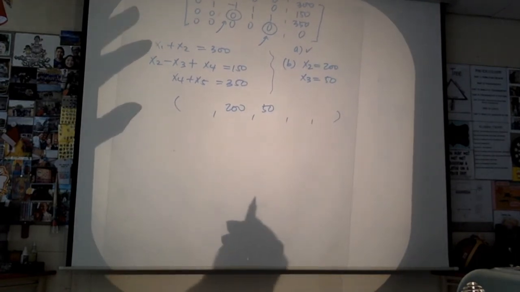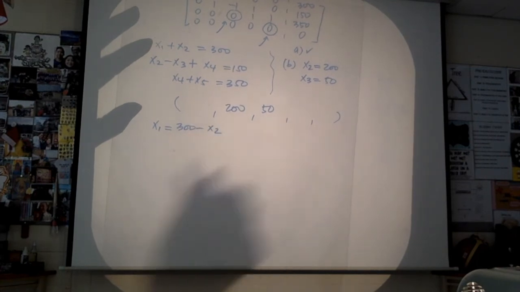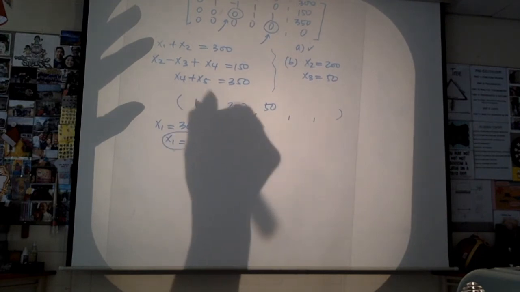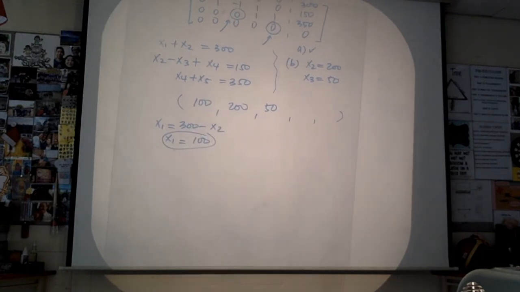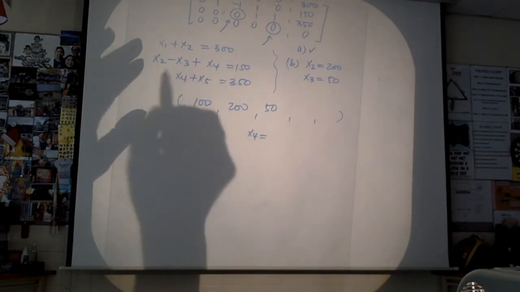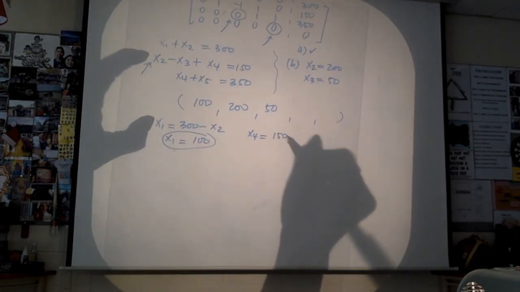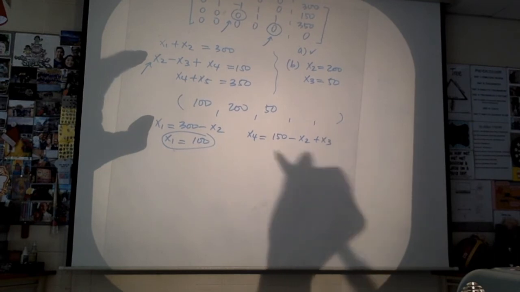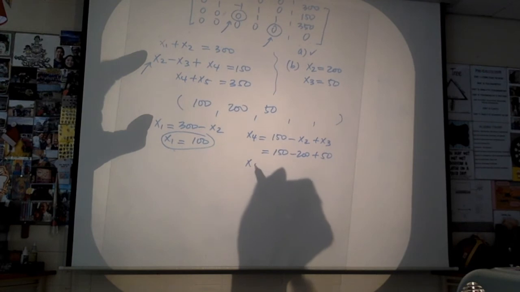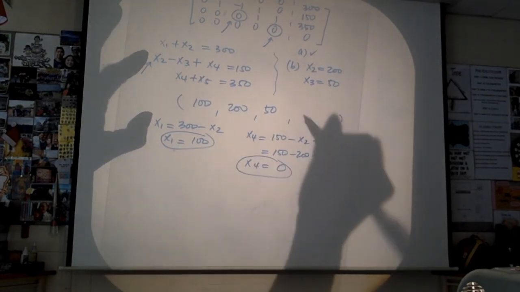So let's go here. x sub 1 has to equal 300 minus x sub 2, right? And that means x1 must be 100. So we have 100 for x sub 1. We're just plugging it back in. This is the easy part. For x sub 4 now, we're going to use this equation here. x sub 4 is 150 minus x sub 2 plus x sub 3, which is 150 minus 200 plus 50. So x sub 4 has to equal 0 there. So x sub 4 is 0.